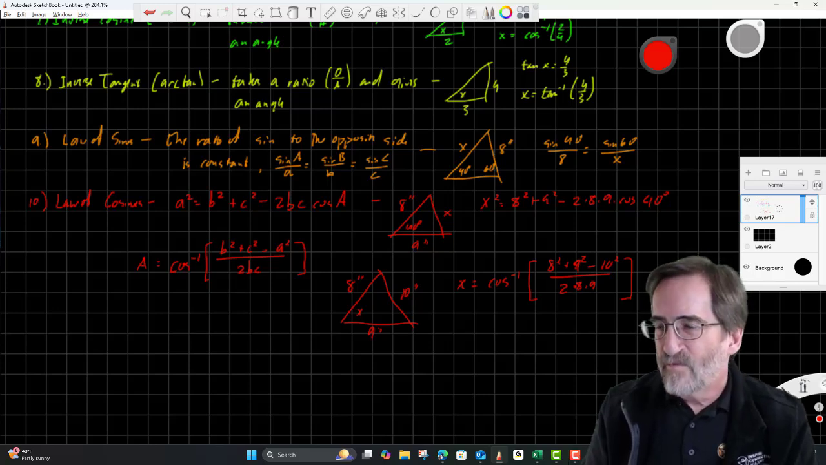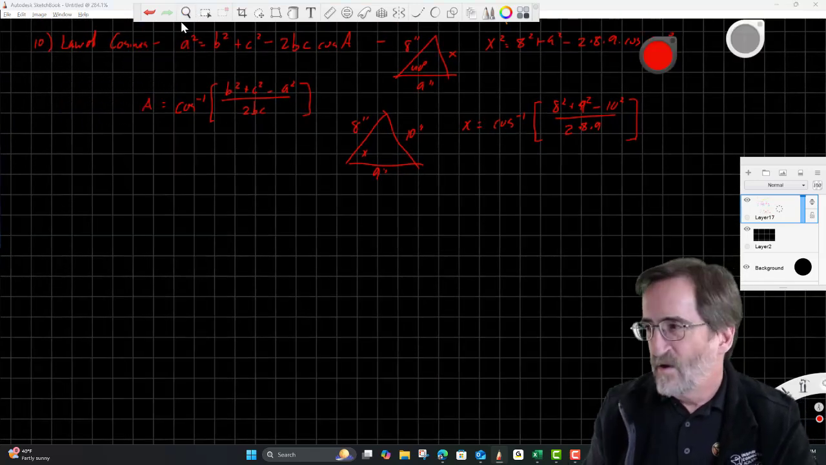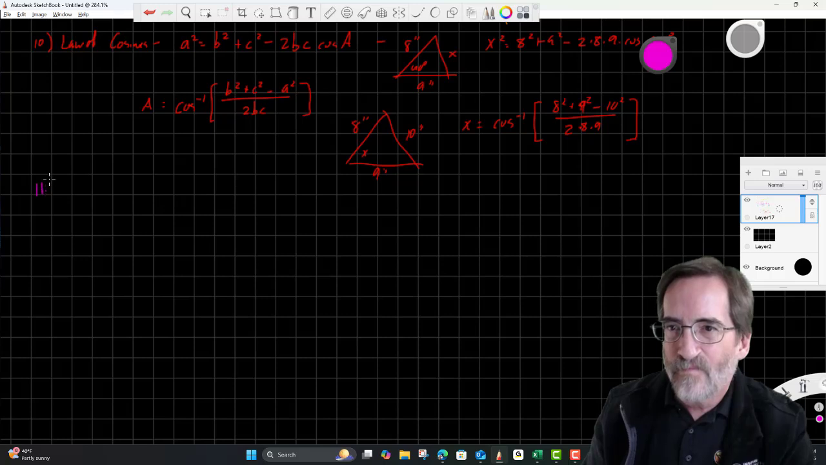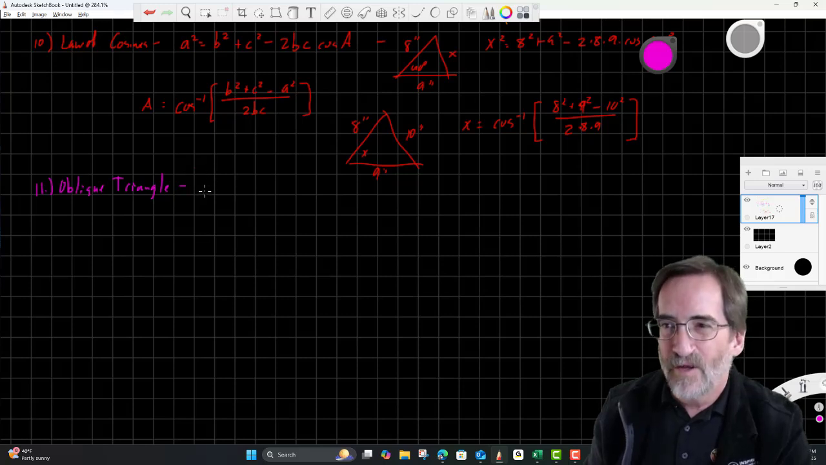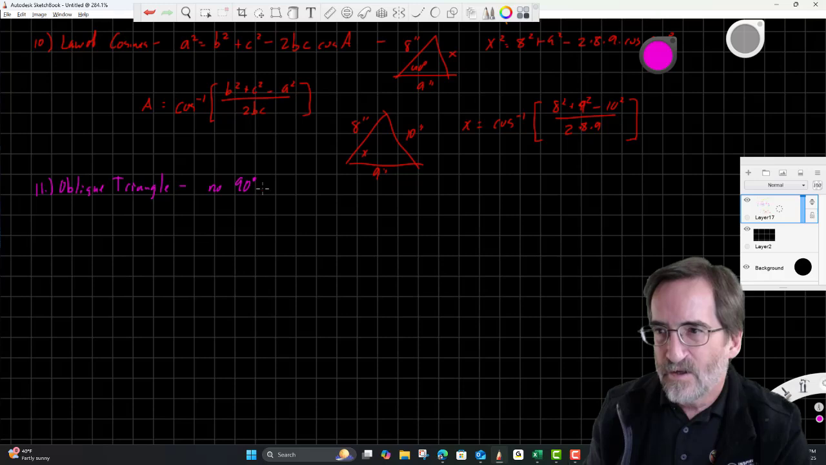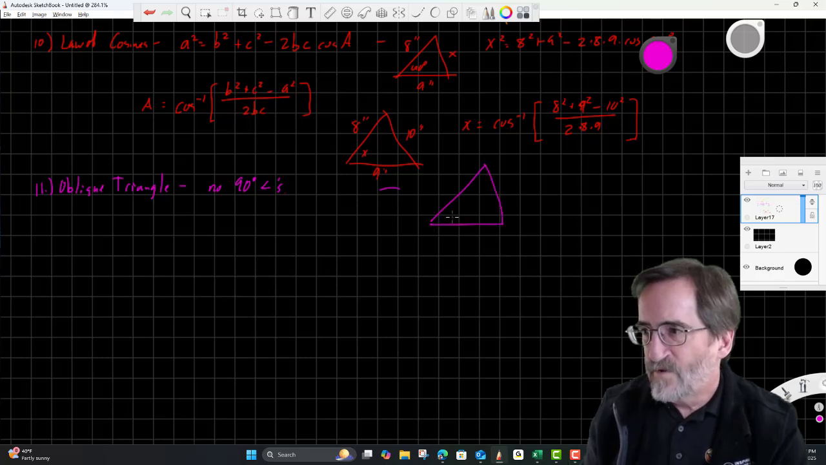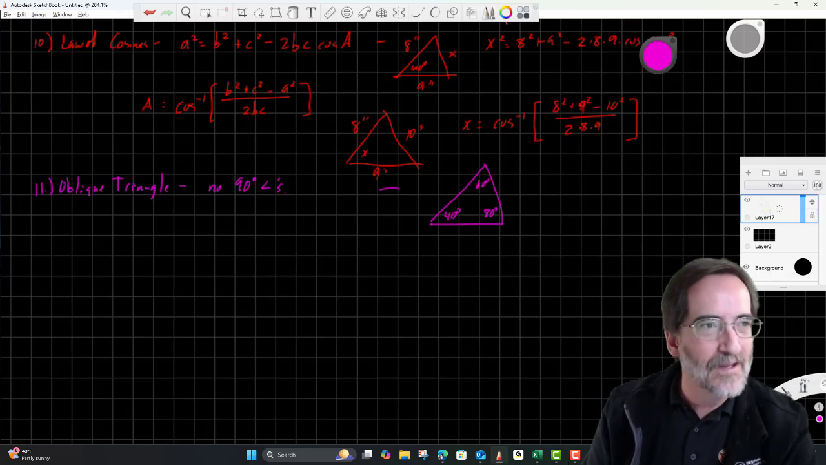And number 11, oblique triangle. I've been using the term non-right triangle. So no 90-degree angles. Example. You could have a triangle with 40 degrees, 80 degrees, 40 and 80 is 120, and 60 degrees. None of them are right angles. All right, that's it.